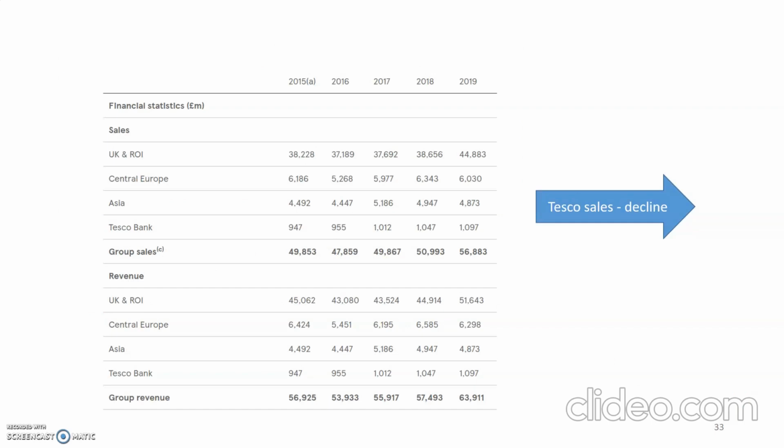This is how Tesco does its financial control. They look into financial performance as other companies do. You can see here, other parts of the UK, and ROI is the Republic of Ireland. Sales increase along the years, but for Europe and Asia, they decrease. So this is the type of decision that must be made to make sense of the decline of sales.